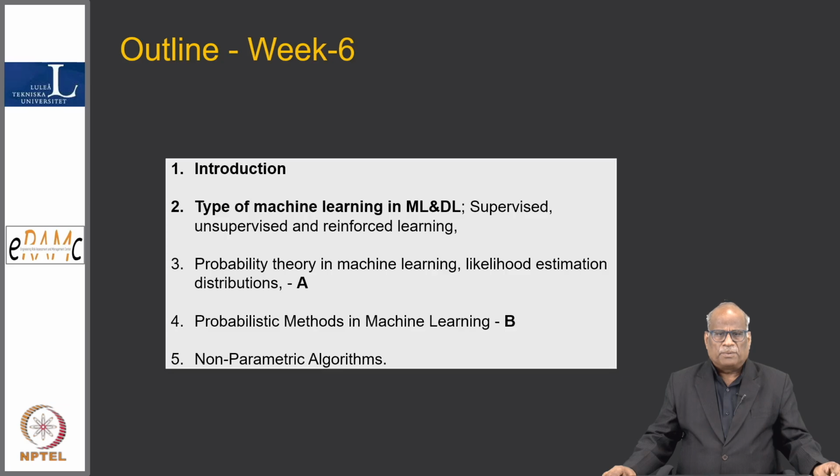The third and fourth weeks are dedicated to the probabilistic methods, how they support machine learning, and some of the techniques like likelihood estimation will form part of the algorithm in A. And in B, we will be discussing. So you can say A and B will be discussing the probabilistic method, and in the last lecture we will discuss the non-parametric algorithm. Now, why parametric? Lectures 2 and 3 are dedicated to the parametric methods.